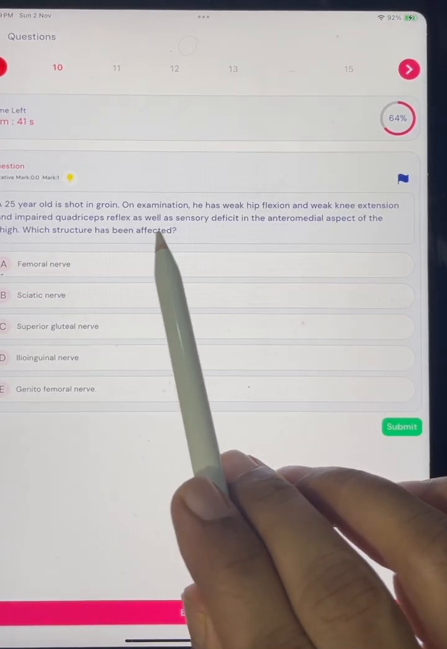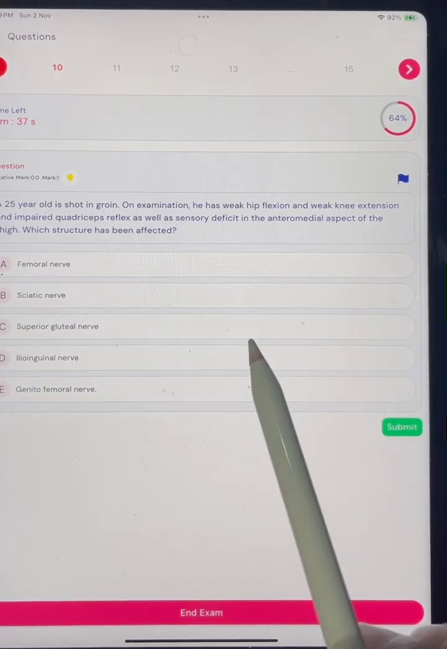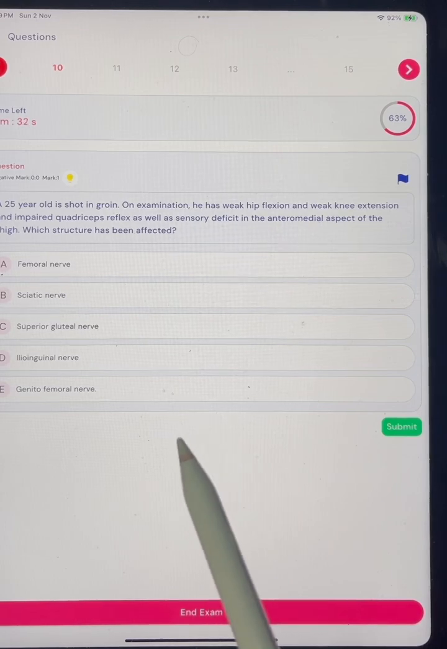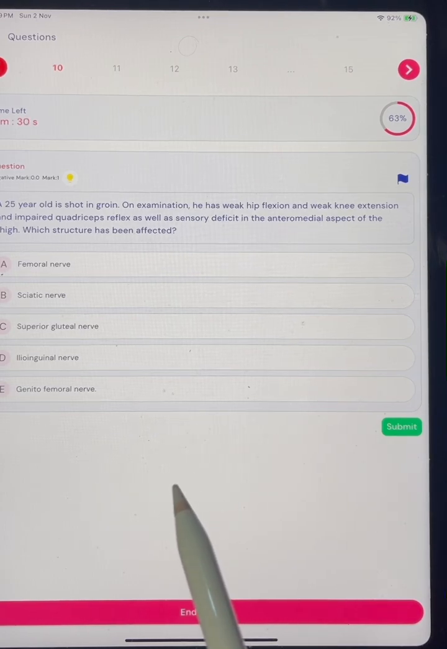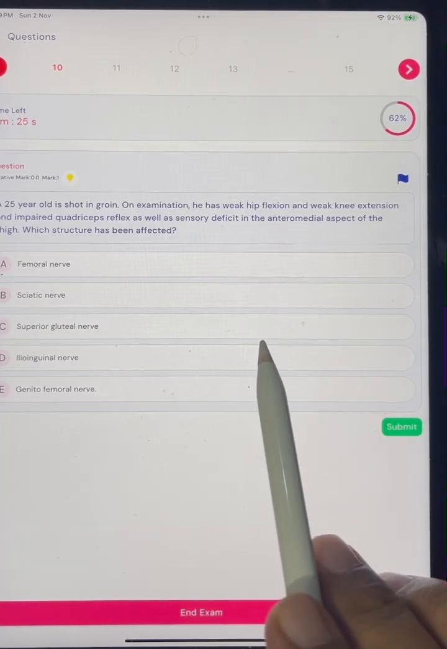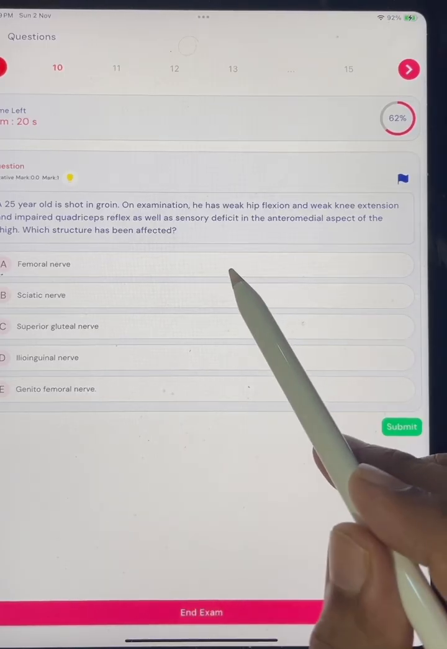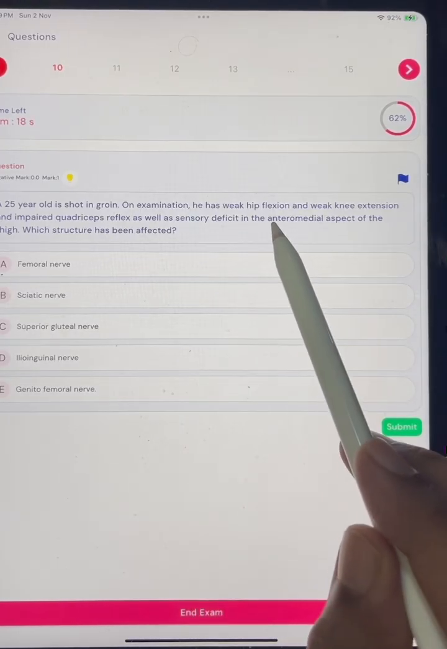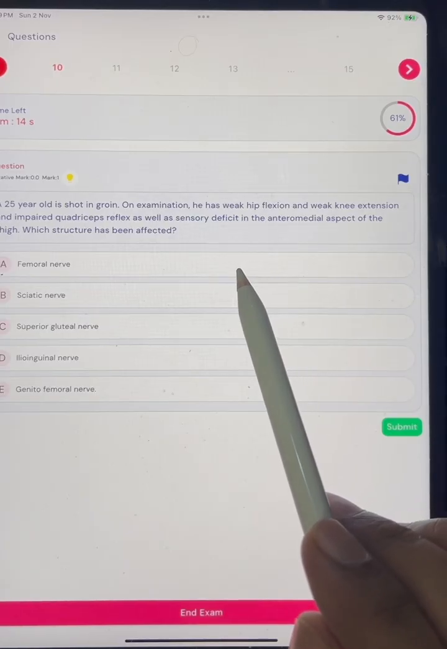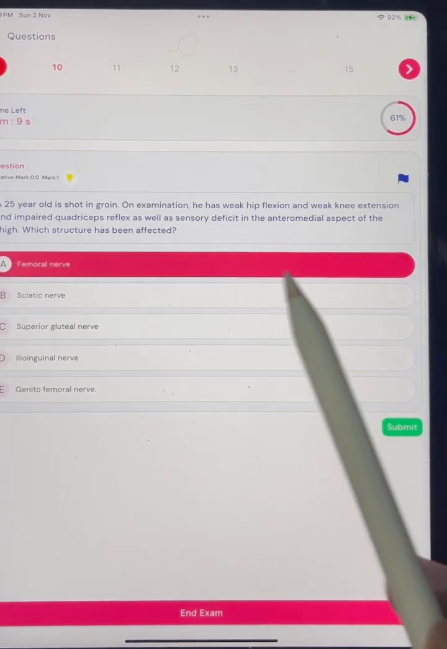A 25-year-old is shot in the groin. On examination he has weak hip flexion and weak knee extension, impaired quadriceps reflex, as well as sensory loss of the anteromedial aspect of the thigh. Which structure has been affected? So this is the femoral nerve. The femoral nerve causes hip flexion and knee extension.